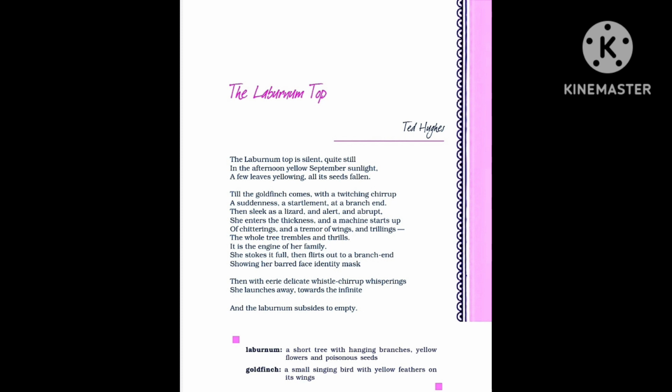Then with airy delicate whistle chirrup whispering. Then with airy delicate means with a strange delicate whistle, because now the goldfinch, when coming out, is creating a sound of whistle. So it's a very delicate sound. Airy means strange delicate sound. It's kind of whistling, chirping, whispering. Whispering means maybe she is going out, so she is bidding goodbye to her babies, and finally she is coming out. She launches away. She launches away means again after feeding she flies away.